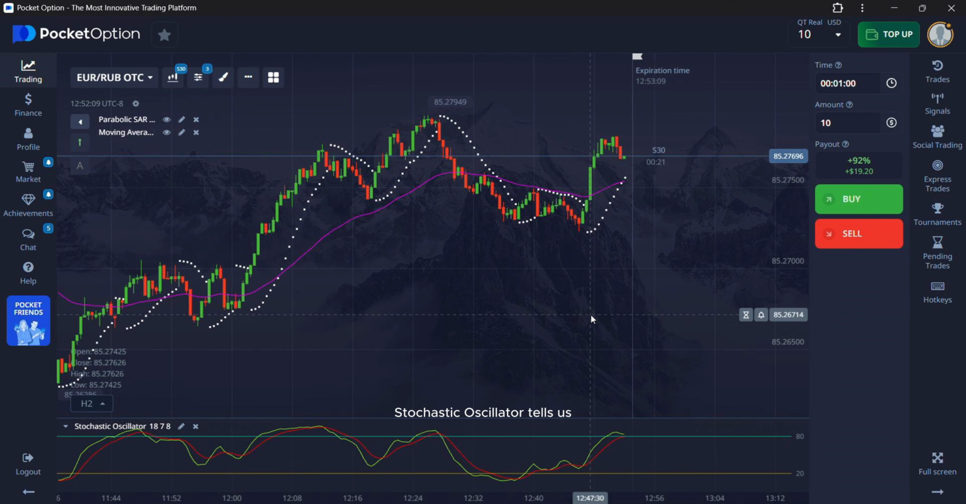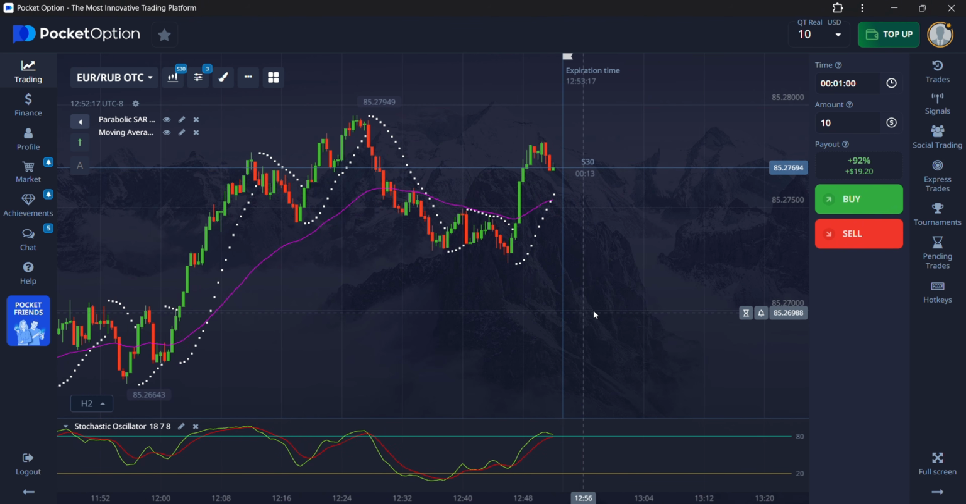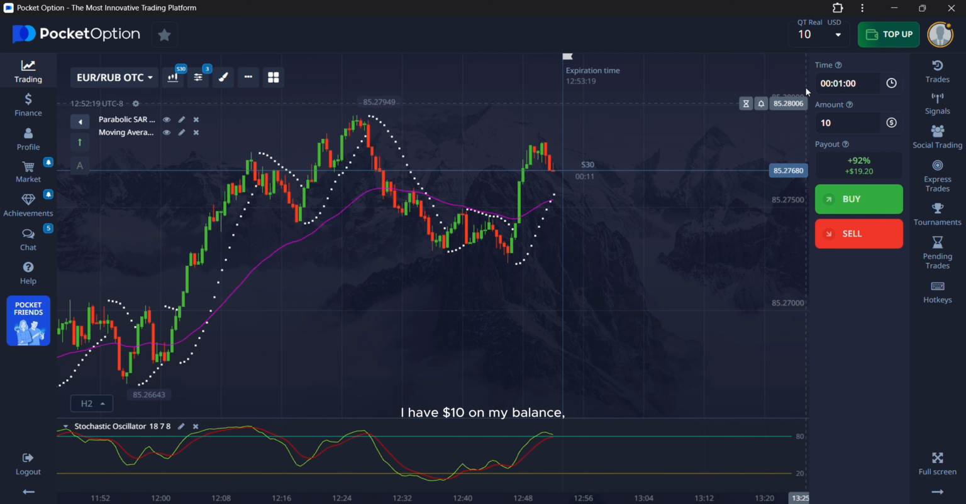Stochastic Oscillator tells us whether the market is overbought or oversold. It's that final filter before I consider entering a trade. It will be even clearer with examples. So, I have $10 on my balance, and the expiration time will be 1 minute. Let's find the right currency pair.